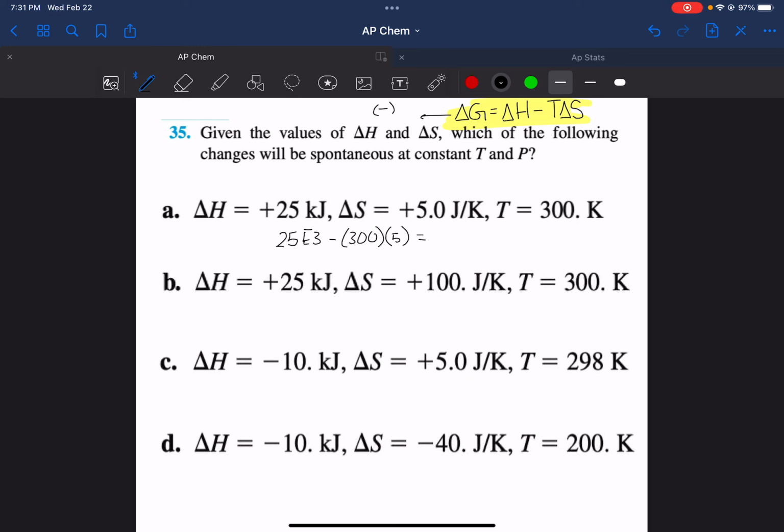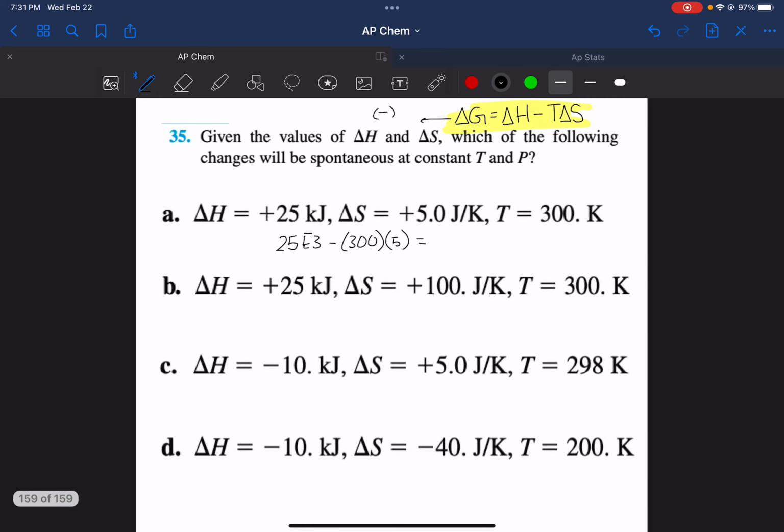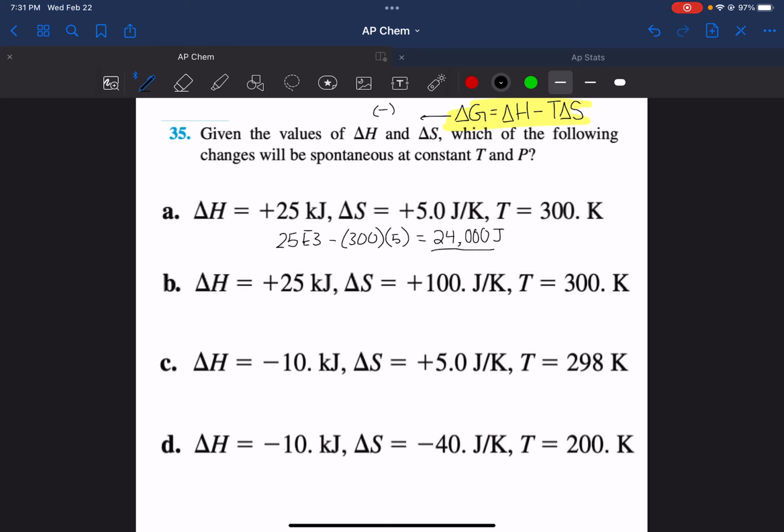So 25E3 we already know is 25,000. From 25,000 we subtract 1,500, so that's 300 times 5. I'm also going to round it just to give the idea. So it's 23,500, and I'm just going to put 24,000. I'm rounding here. It doesn't really matter because the idea is that this is very, very positive. Even when you subtract from delta H, it's still positive, which means that this reaction is not spontaneous and not thermodynamically favorable.